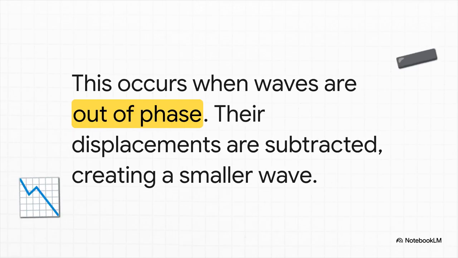This is destructive interference. What if the peak of one wave meets the trough, the lowest point of another? Well, they're out of phase. In that case, they cancel each other out. If they're perfectly matched, poof, the wave can just disappear entirely for that instant.